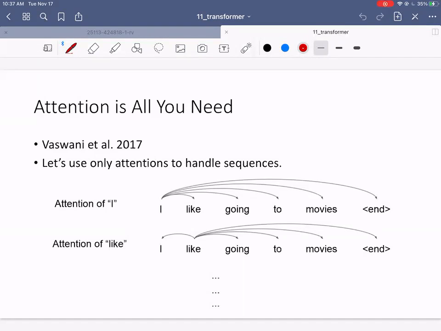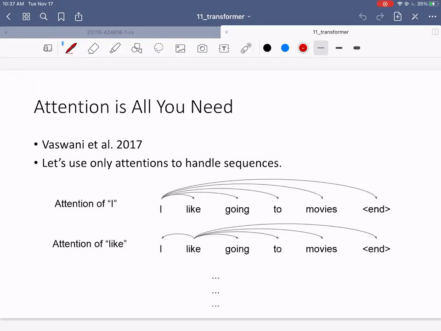Before, what we did with sequences was either using RNN or 1D convolution. But in this case, they wanted to come up with a new architecture which only relies on the attention mechanism to handle, or to encode, a sequence.